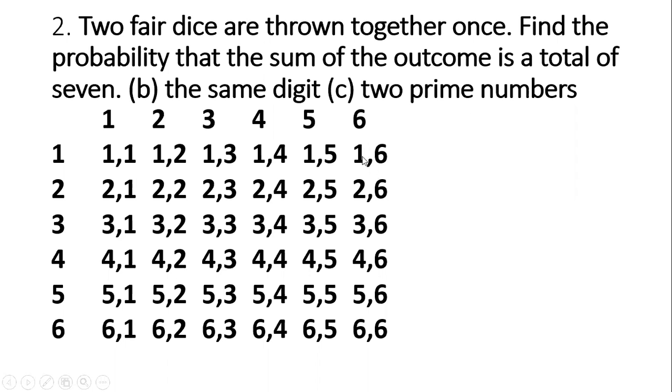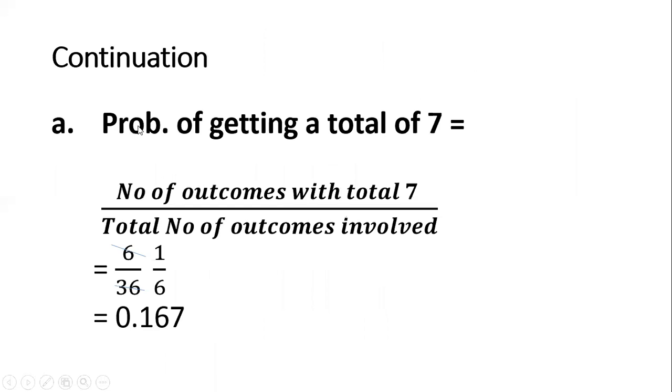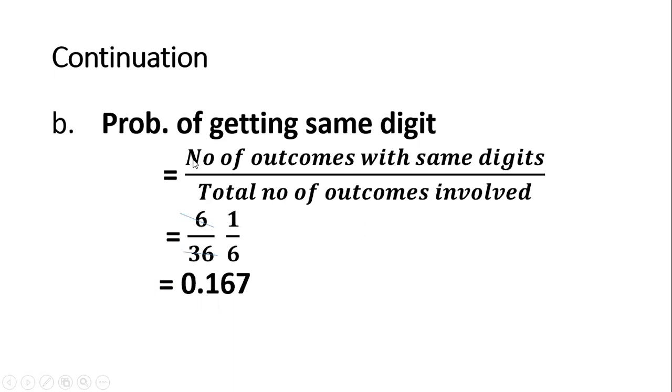The first one is 1 plus 6, 2 plus 5, 3 plus 4, 4 plus 3, 5 plus 2, and 6 plus 1. So we have 1, 2, 3, 4, 5, 6 outcomes that will give us a total of 7. So the probability of getting a total of 7 is the number of outcomes with total 7, that's 6, as we have counted, over the total number of outcomes involved, 36. So 1 over 6.